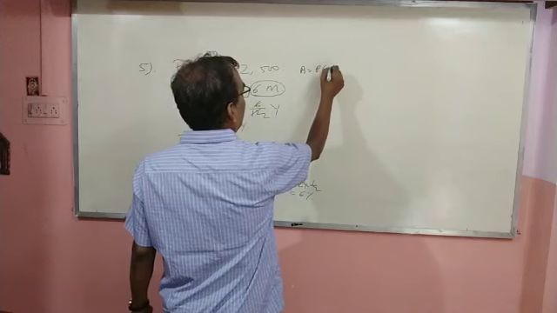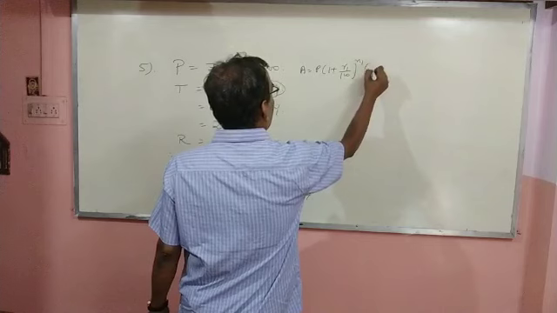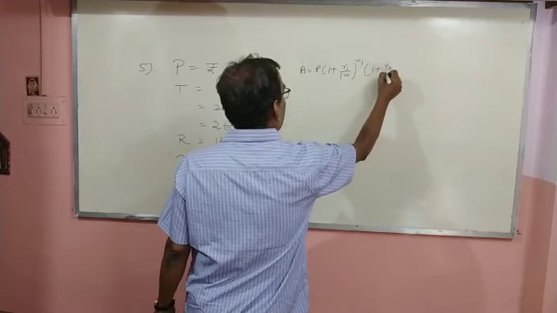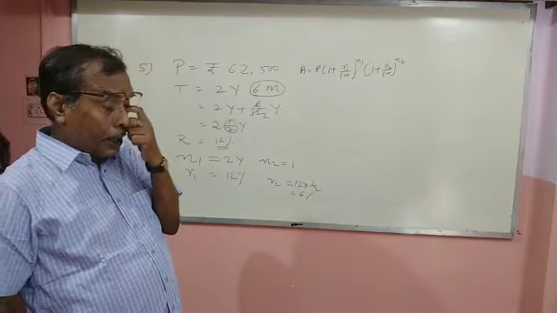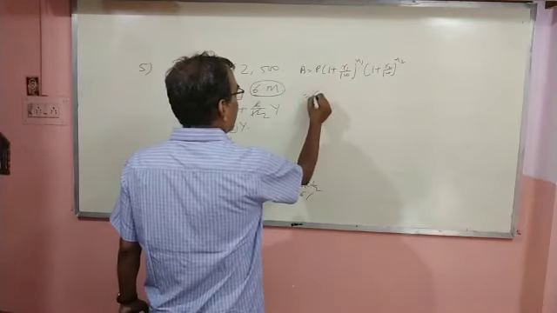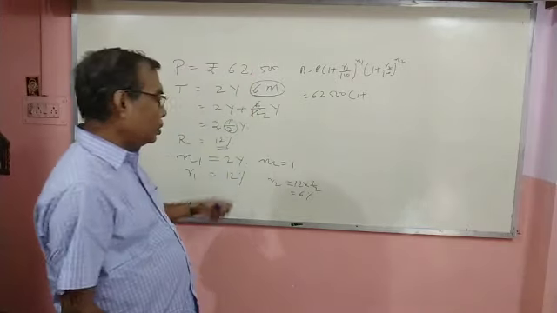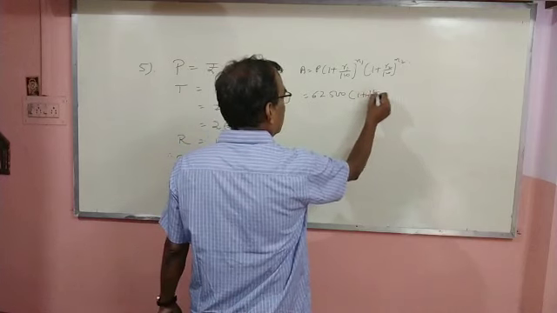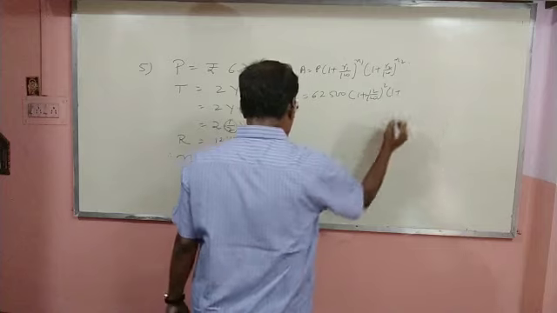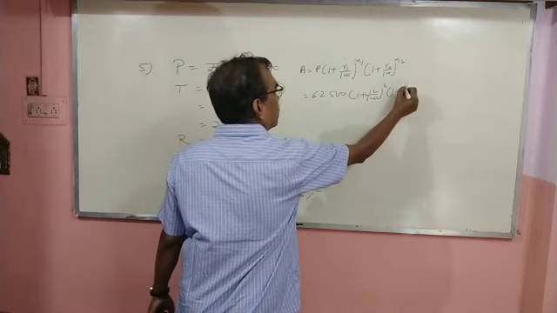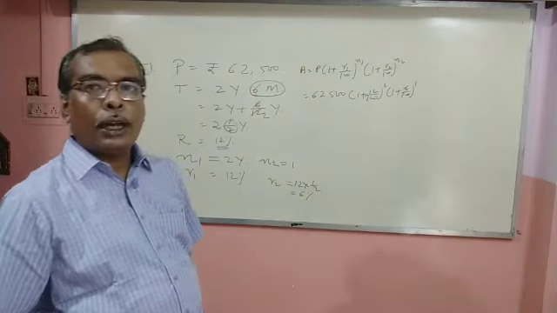Amount is equal to P into 1 plus R1 by 100 whole raised to N1 into 1 plus R2 by 100 whole raised to N2. Now substitute the values, which is equal to 62,500 into 1 plus R1, as I told you, it is 12%, power 2, into 1 plus R2, R2 is 6%, power 1. Are you getting?